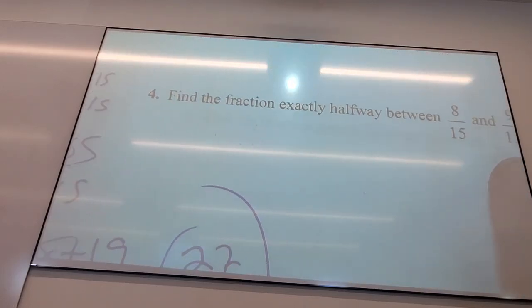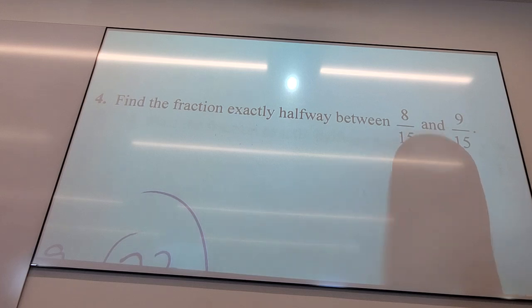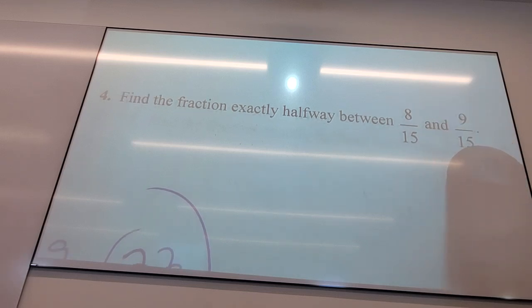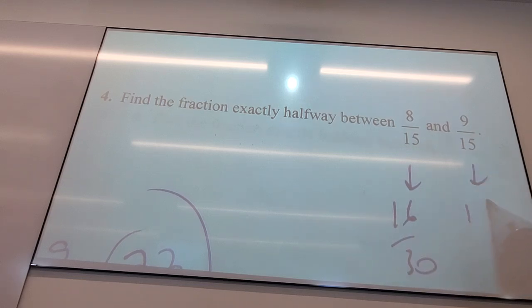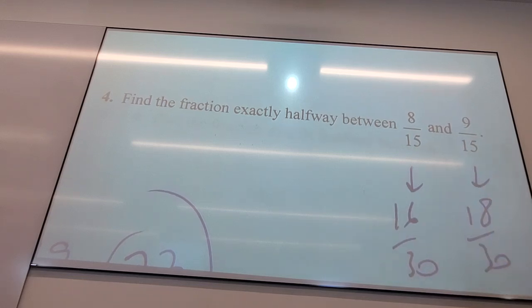Now this one I made kind of easy because they have the same denominator. I could reduce this one, couldn't I? But why would you? What do you actually want to do? Multiply each one by 2. Yeah. So this would become 16/30ths, and this would become 18/30ths, so then you'll get 17/30ths.